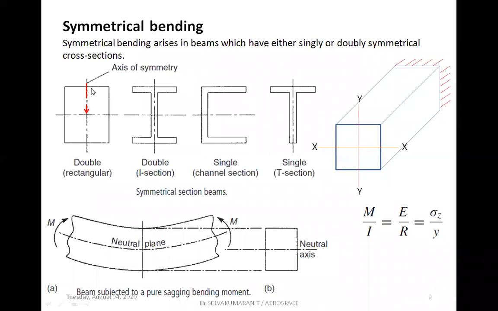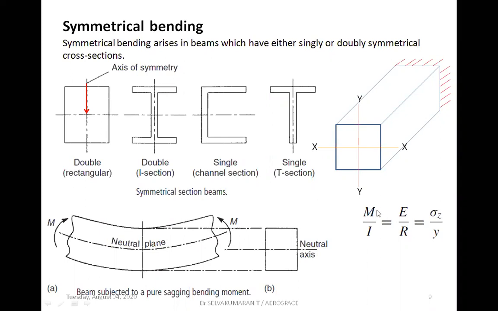Let me apply a load perpendicular to the x-axis. Let us take this case over here in the figure, a cantilever beam. If I apply a load P along the y-axis, this P into the length L is the moment which will cause the cantilever beam to bend about the x axis. So I can call this P into L as Mx, which is the bending moment about the x axis.